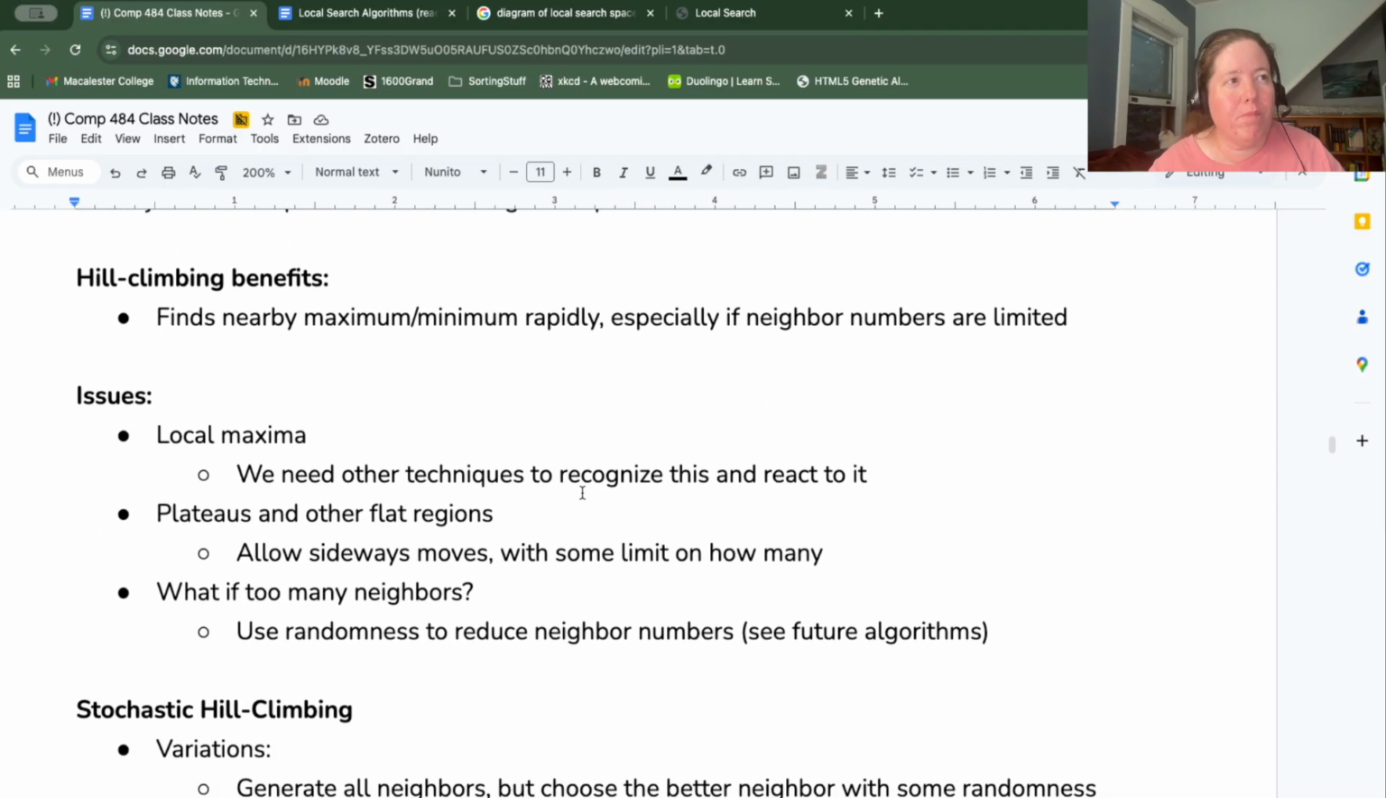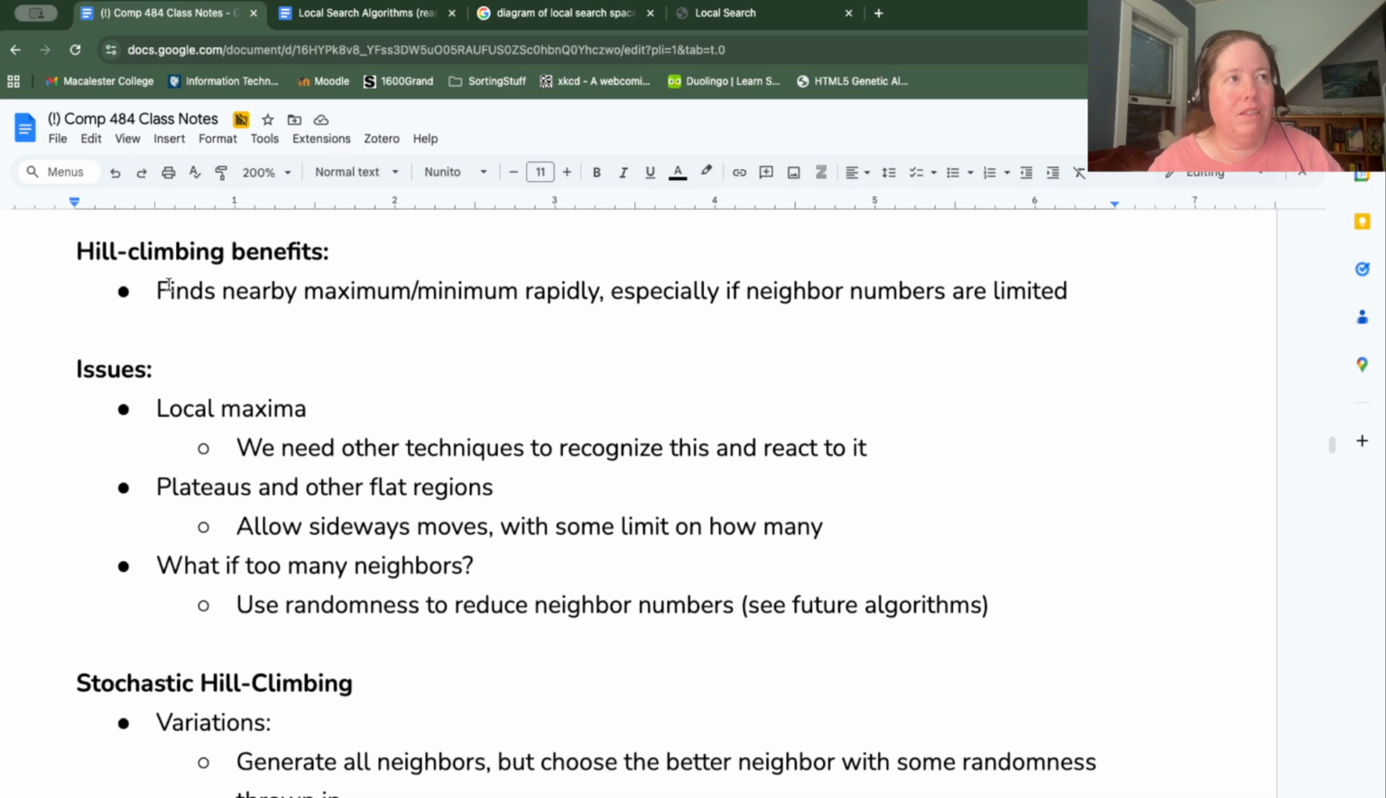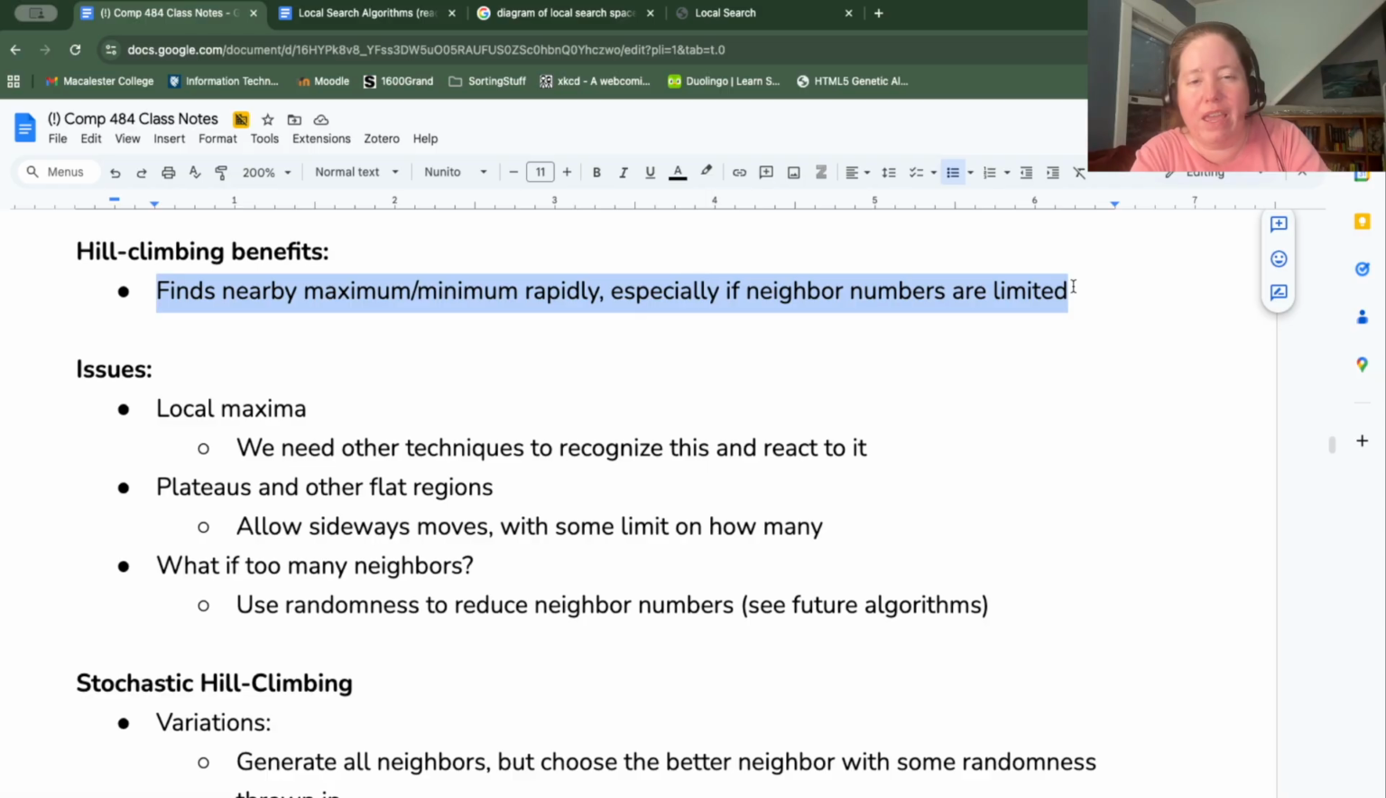All right, so what are the benefits of hill climbing? Well, if you don't have huge numbers of neighbors, then you find nearby maxima or minima fairly quickly, because you're always moving the most steeply uphill for a hill climbing problem or the most steeply downhill for gradient descent. So it's fairly effective when you have a limited number of neighbors.